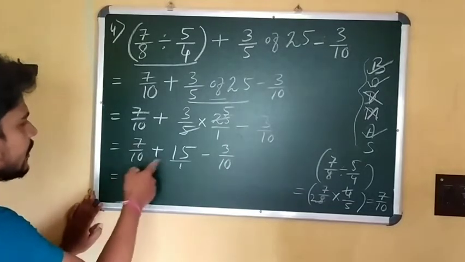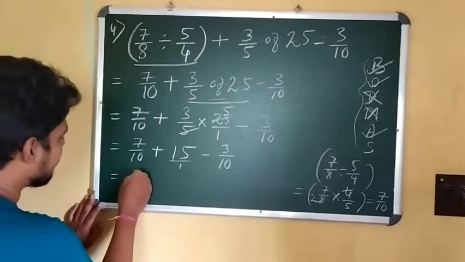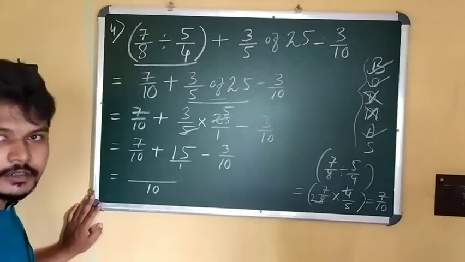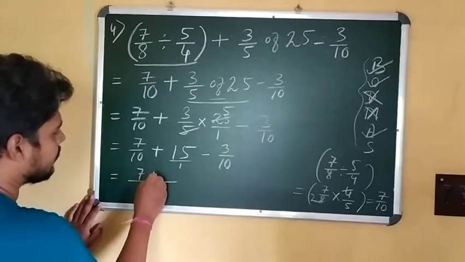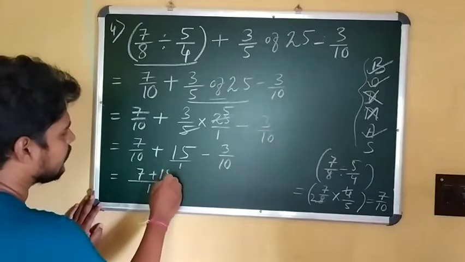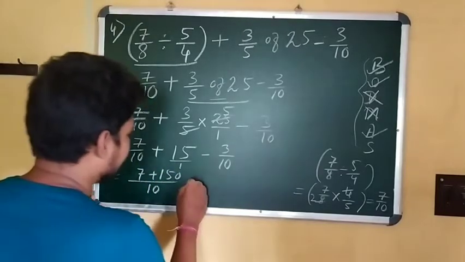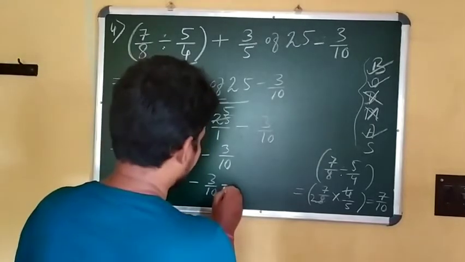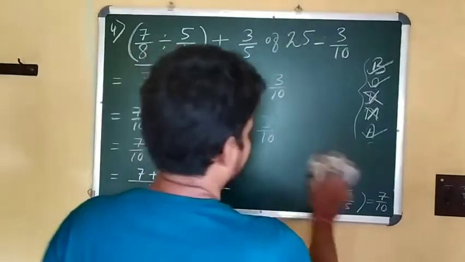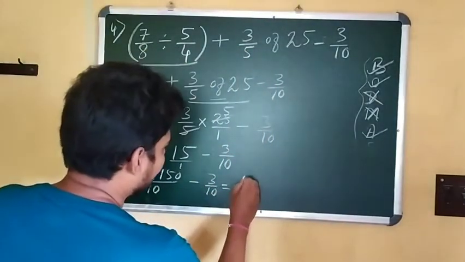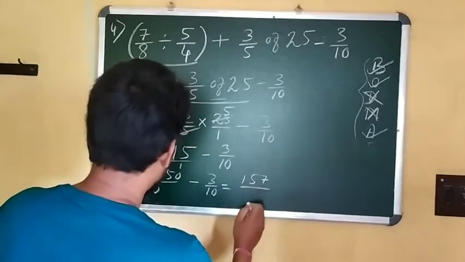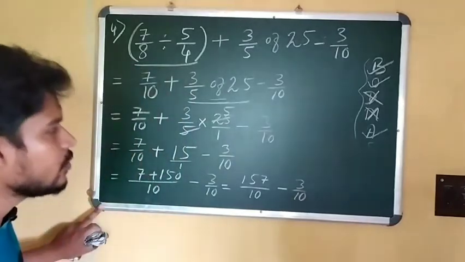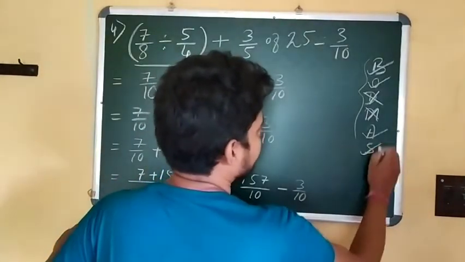So you have to add these two, 7 by 10 plus 15 by 1. So 7 by 10 plus 15 by 1, you just take the LCM 10, then 7 plus 15 into 10, 150, minus 3 by 10. So what will be the answer? Our answer will be, you just wait, the answer will be 157 by 10 minus 3 by 10. So now we have to apply the subtraction operation.